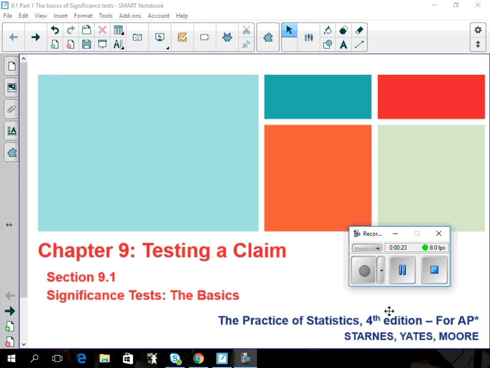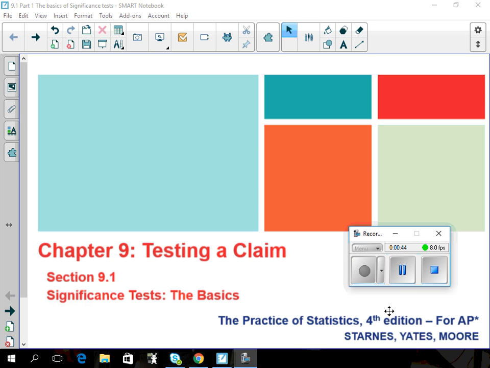Remember that chapters 8 and 9 are combined into a test. You do have an 8.3 quiz on Friday that is very similar to the quiz we took today on proportions. It's just going to be for means. So make sure that you're studying the difference between those two, and the different formulas and the different conditions that you need to check as well.